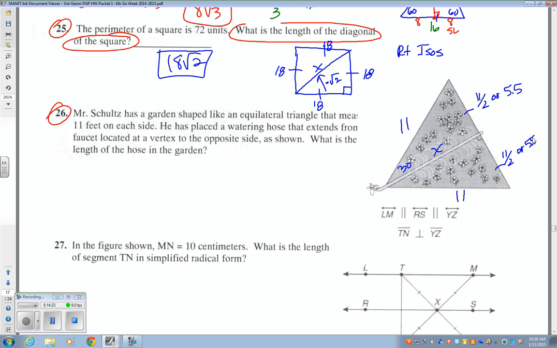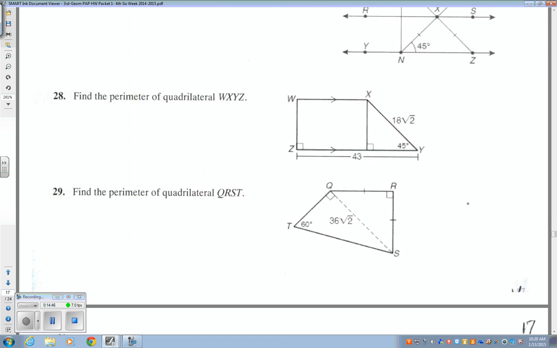Yep, it's a 30, 60, 90 triangle. This is the short leg, so I'm trying to get to the long leg. You multiply by root 3, so you could have 5.5 root 3, or I would accept 11 over 2 root 3. Either one would be right. Okay? So those 3 are test-like. Now we need to move on to 28 and 29. These 2 as well are test-like.